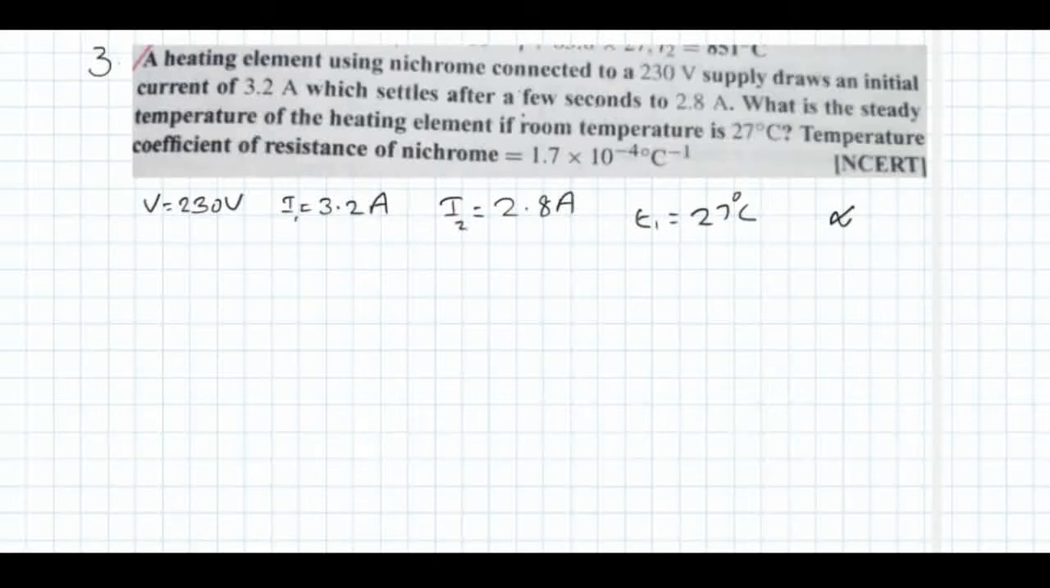Then alpha, the temperature coefficient of resistance, is also given. So we have to find the temperature for which the current becomes 2.8 ampere. So how will we connect alpha, T1 and current? We have no equation to connect alpha with I, but we have the equation to connect alpha with resistance.